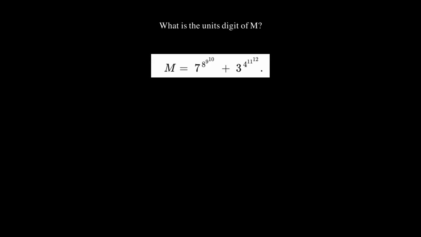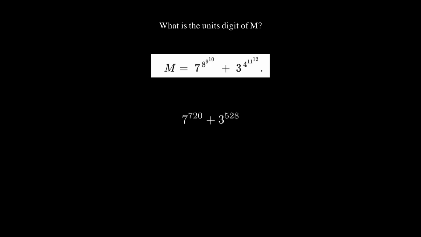Just multiply them all. 7 to the power of 8 to the power of 9 to the power of 10 can be simplified to 7 to the power of 720, because 8 times 9 times 10 is equal to 720. Similarly, 3 to the power of 4 to the power of 11 to the power of 12 can be simplified to 3 to the power of 528.